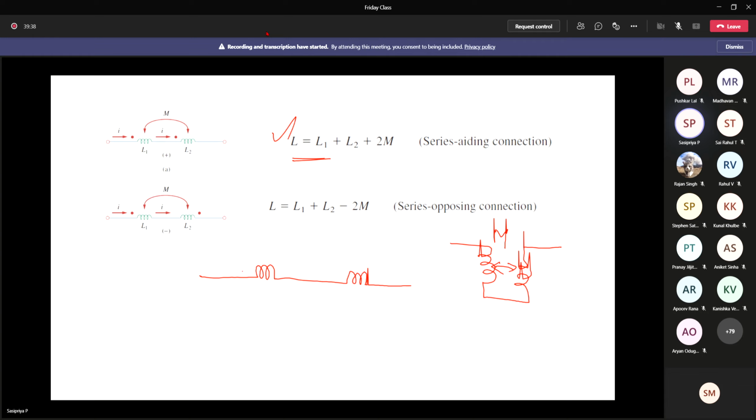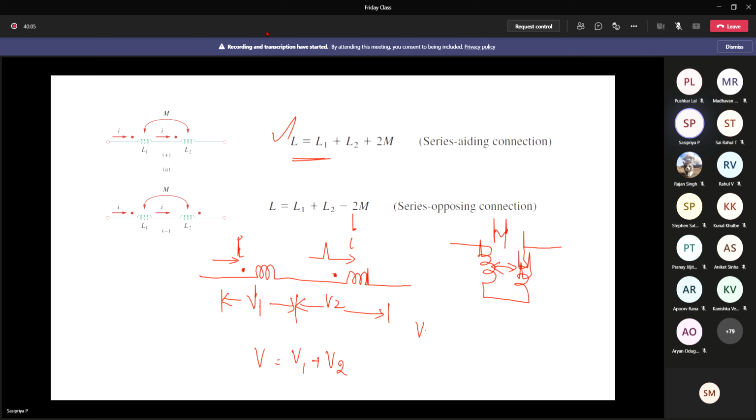Here the dot convention is very important. The dot convention is used to determine the mutual voltage. Here we have coil 1 with current flowing through it, and coil 2 with current flowing through it. Now I'll have two voltages. In series connected circuits, the total voltage will be divided between the two elements. So the total voltage will be equal to V1 plus V2.